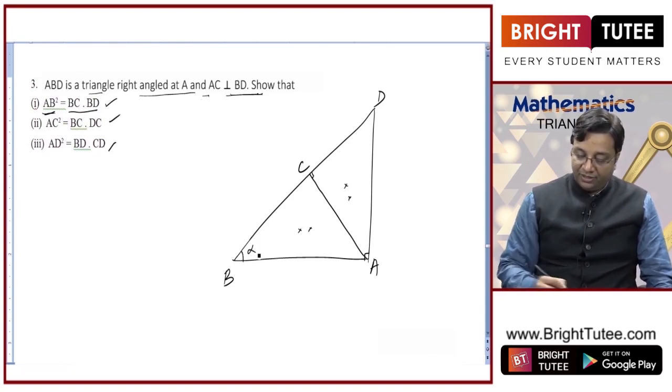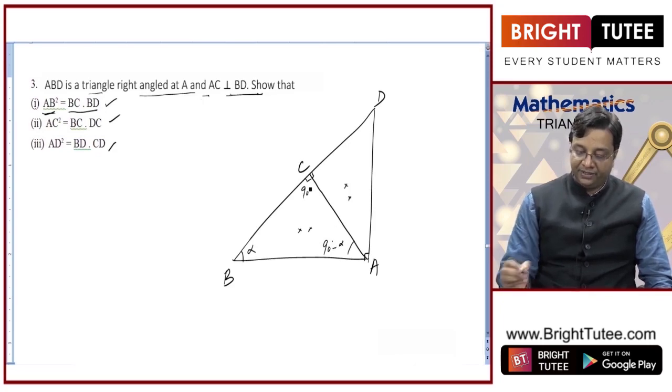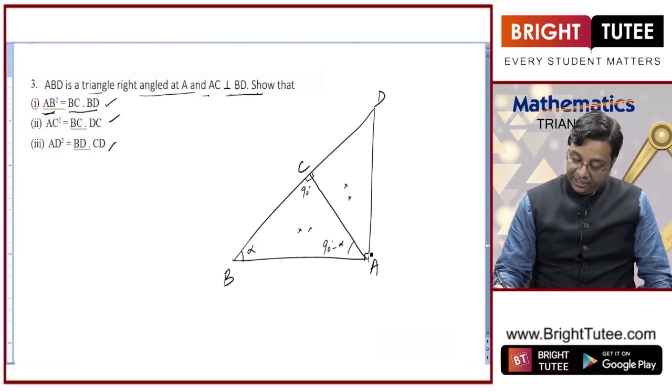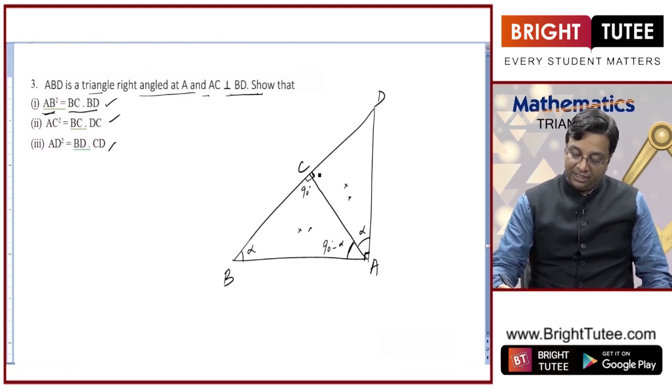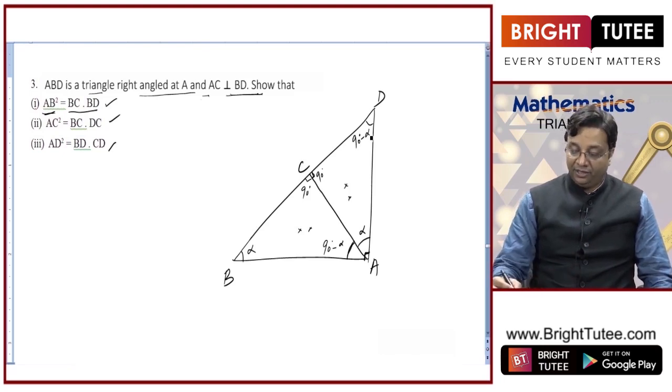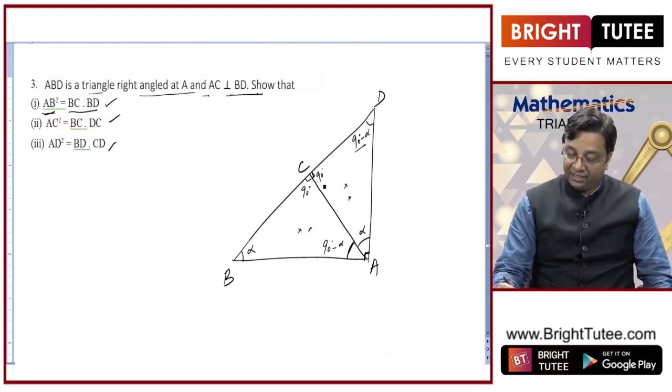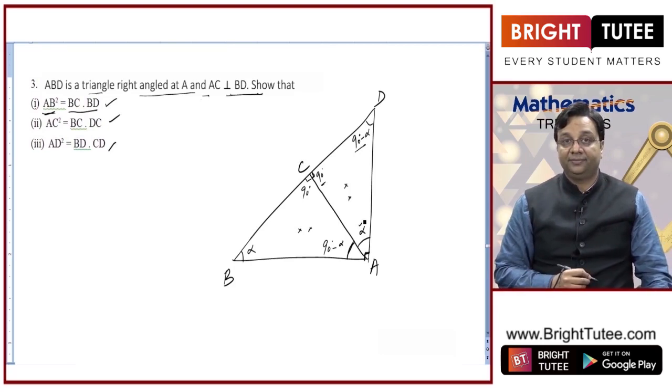So if this angle is alpha, what can I say about this angle here? This will be 90 minus alpha, because this angle is 90, right? And angle A is 90. So if this part is 90 minus alpha, the remaining angle will be alpha, so that this angle A becomes 90. Now this is 90 and this is alpha, so this angle here is 90 minus alpha. Why do I say so? Because if you add these three angles, you will get 180 degrees.